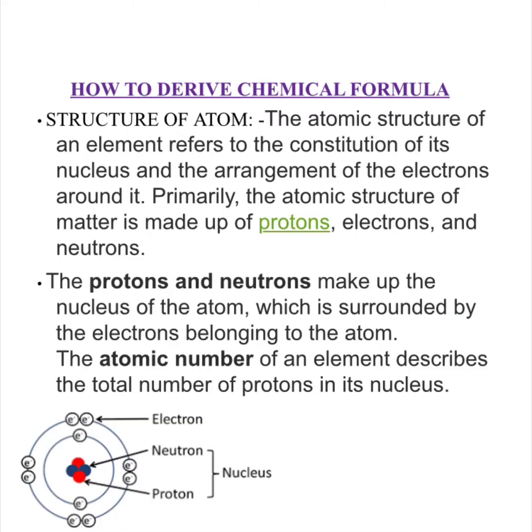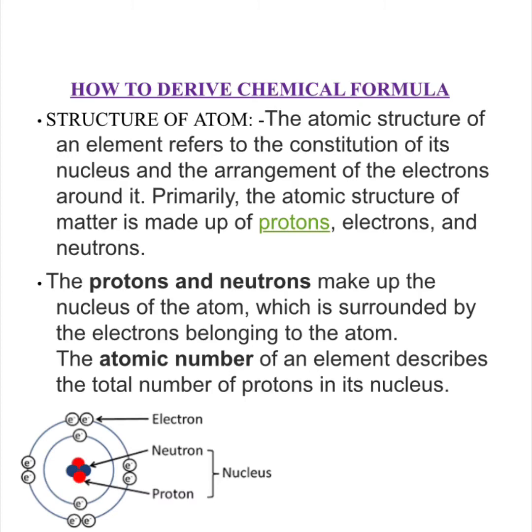Now the next topic is how to derive chemical formula. Before starting this topic, it is very important for all of you to know the structure of atom. The atomic structure of an element refers to the constitution of its nucleus and the arrangement of the electrons around it. Primarily, the atomic structure of matter is made up of protons, electrons, and neutrons. An atom is made up of three subatomic particles: protons, electrons, and neutrons.